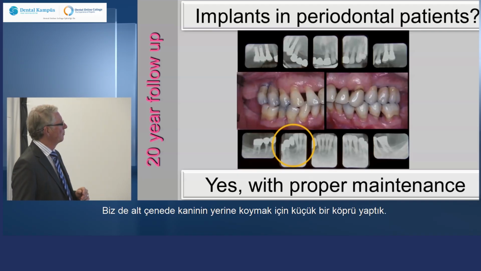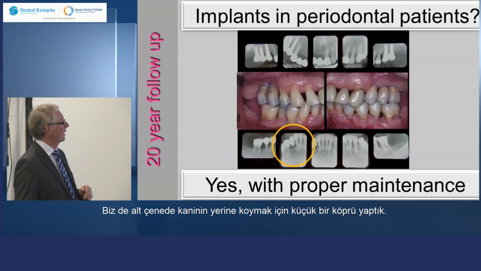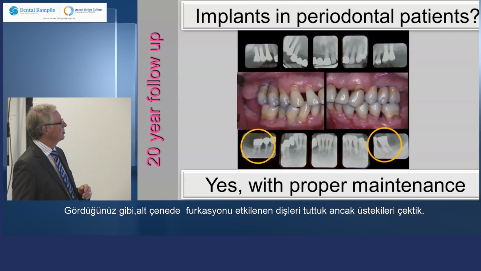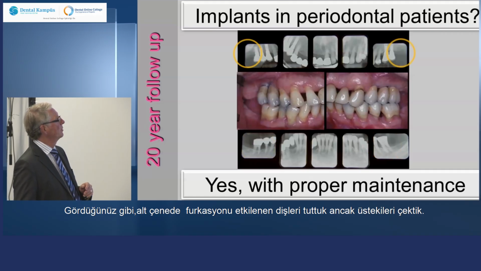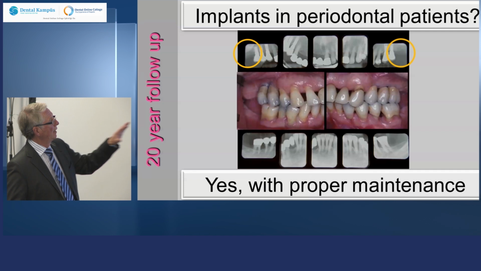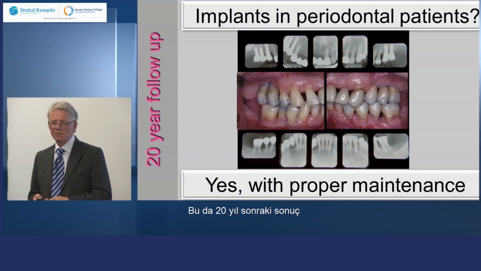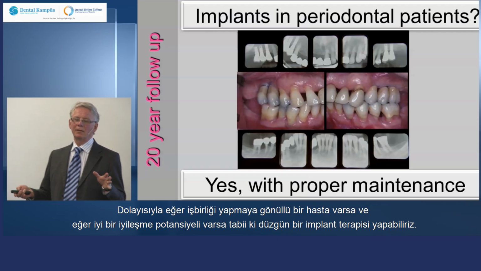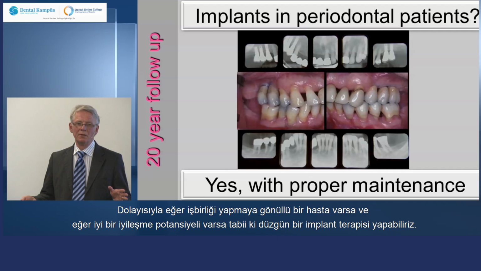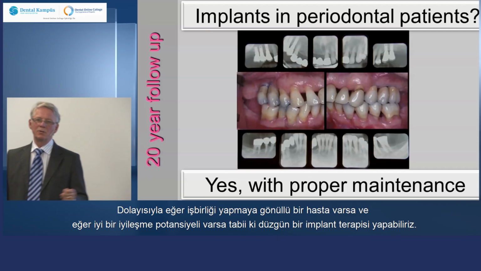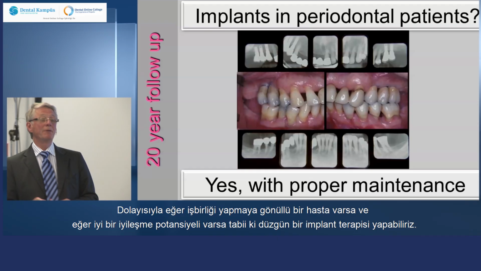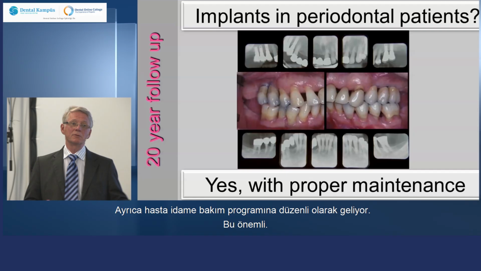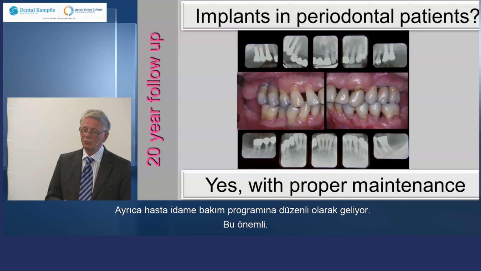And we did a small bridge in the lower to replace the canine here. But you can see we kept furcation-involved teeth in the lower. We removed them in the upper. And this is the result 20 years later. So, of course, if we have a patient that is willing to cooperate and we can see that there is good healing potential, we can very well do implant therapy. But she also goes to a regular maintenance program. This is important.